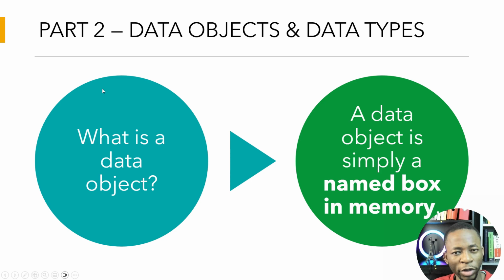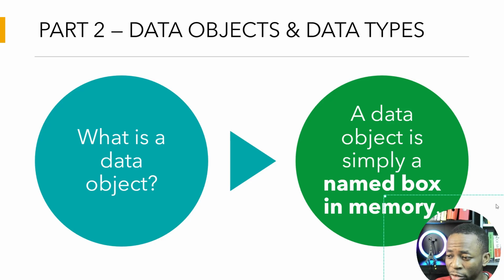Okay, before we go into Eclipse to play around with what we just learned, let me also explain what is meant by data object and data types. So what is a data object? A data object is actually a named box in memory.